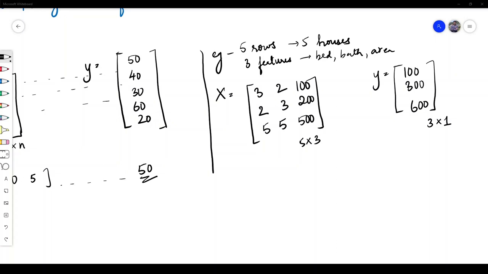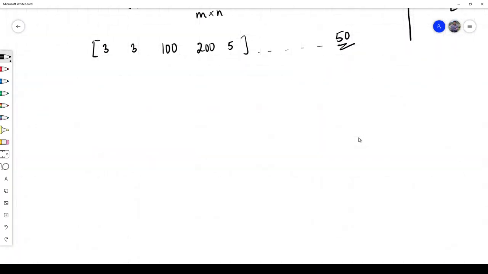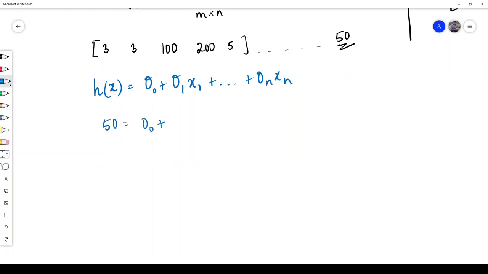Okay, so moving on. Now the objective is, as I said, h of x equals theta naught plus theta 1 x 1 plus, and so on, where x 1 refers to the first feature, x 2 refers to the second feature, and so on. So let's take this example. In this case, the example is 50 equals theta naught plus theta 1 into 3 plus theta 2 into 3 again plus theta 3 into 100 plus theta 4 into 200 plus theta 5 into 5. So in this case, this is the equation that is formed.